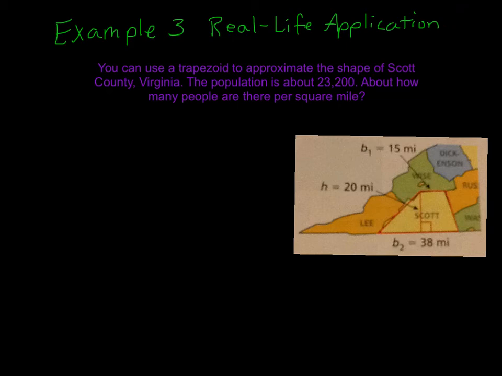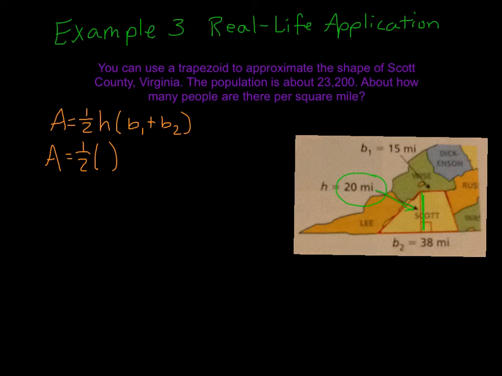I'm going to start off with my formula: A equals 1/2 times height times B1 plus B2, which are our bases. So let's start plugging in some numbers. Our height happens to be right here. Let me use my green, that should show up. This line here is my height, the arrow pointing to it, and it says h equals 20 miles.